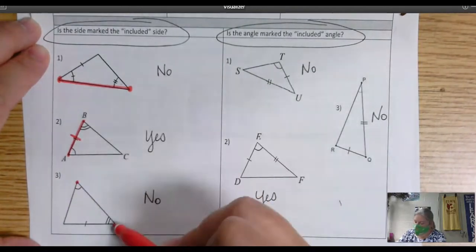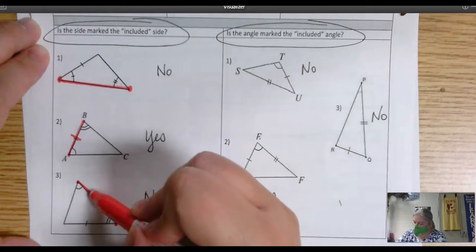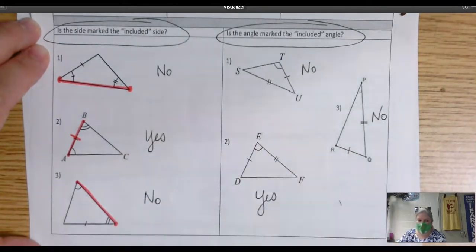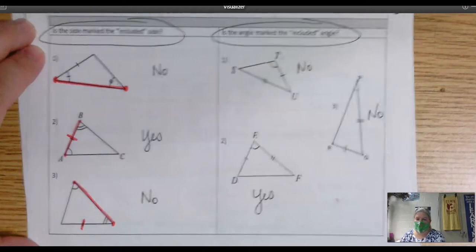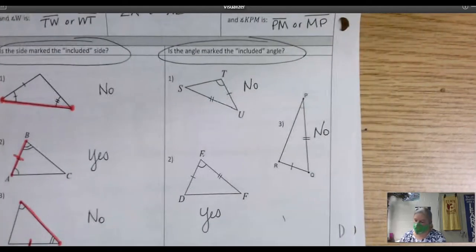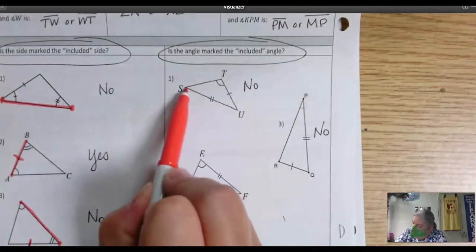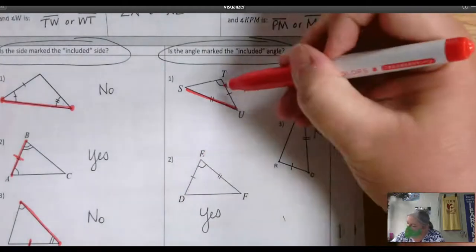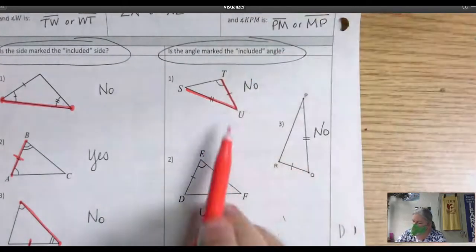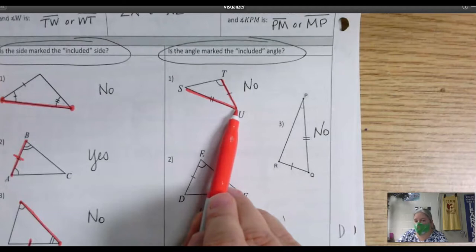Here's the angle, here's the angle. If I trace my path from one of them to the other, that is not the side that is marked, so that's why this one's a no. Here's the side that's marked. We can do that same thing up here. The two sides meet at U. So U is the vertex of the included angle.